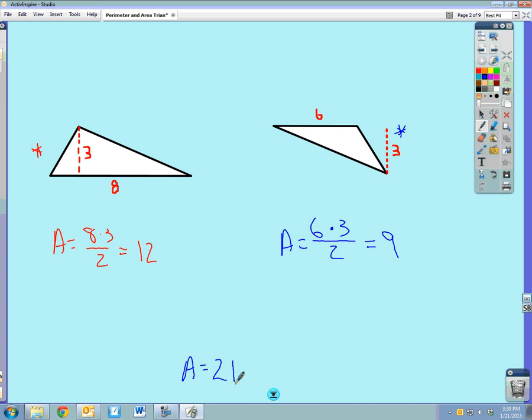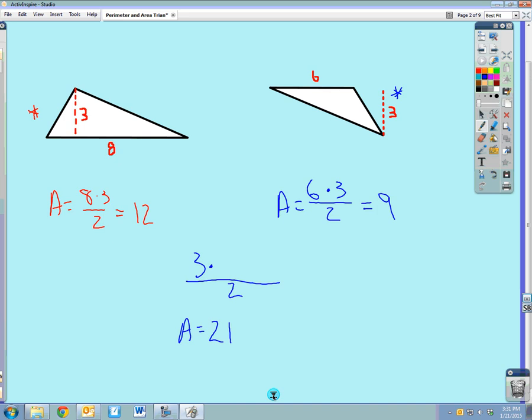And so let's look. What do both of these triangles have in common? Well, they both have a height that's the same. We're doing times 3 for both of them, so I'm just going to put the 3. So I know that the height is the same for both of them. And the divided by 2, that's the same for both of them.